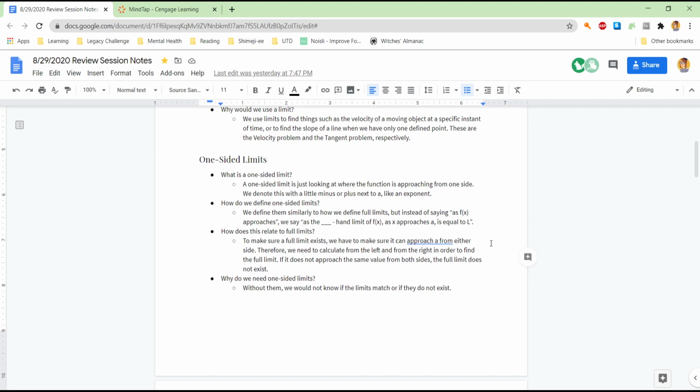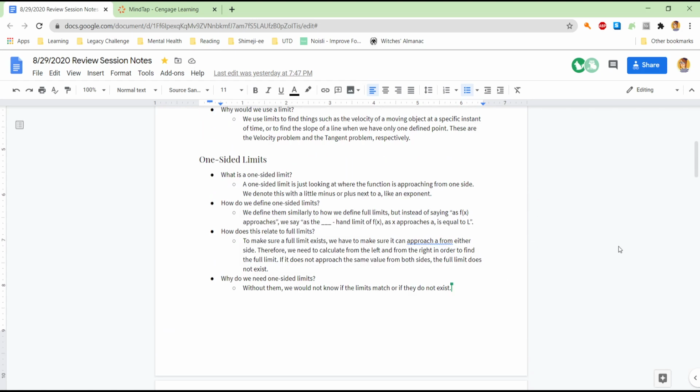So one-sided limits. What is a one-sided limit? A one-sided limit is looking at where the function is going to, but only from one side. So it's just like the regular limit, but we're only looking at one half of it. So we would denote this with a little minus or a plus next to our a value, but in the exponent spot. So how do we define that? We define them similarly to full limits or two-sided limits, but instead of saying as f of x approaches, we say the left-hand or right-hand limit of f of x as x approaches a is equal to L.